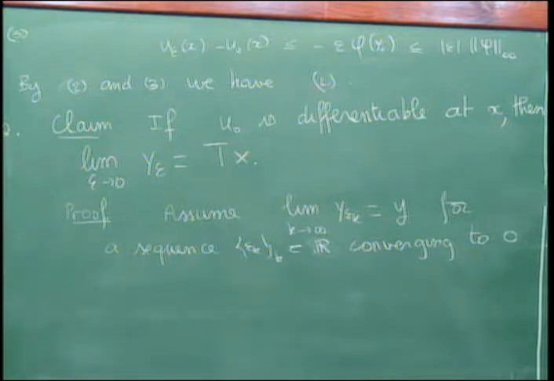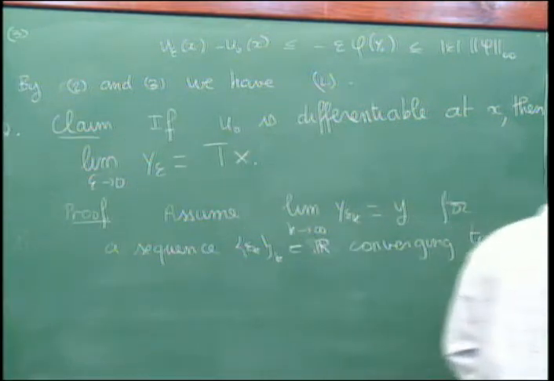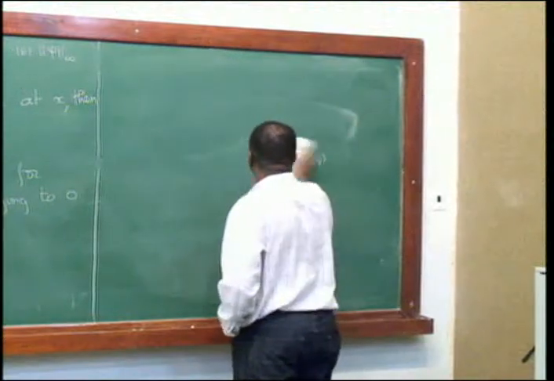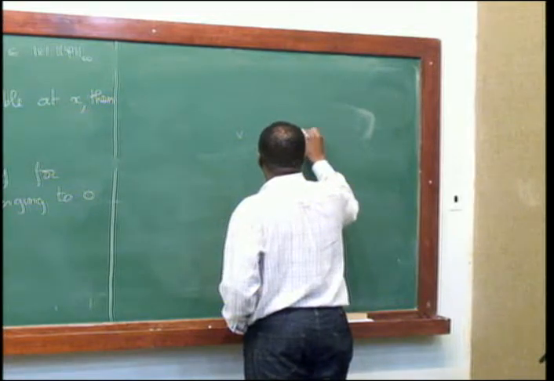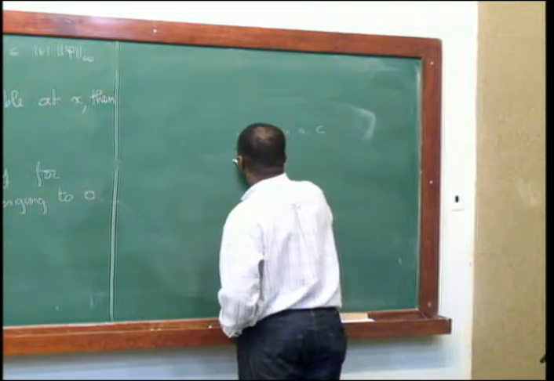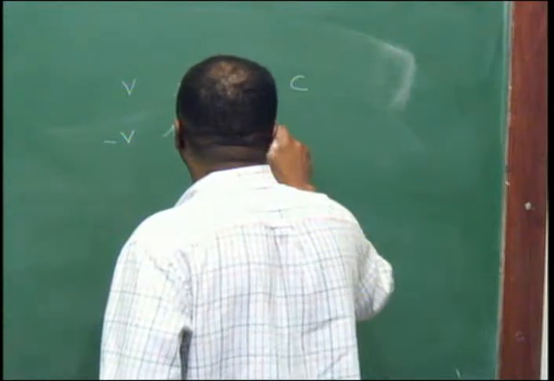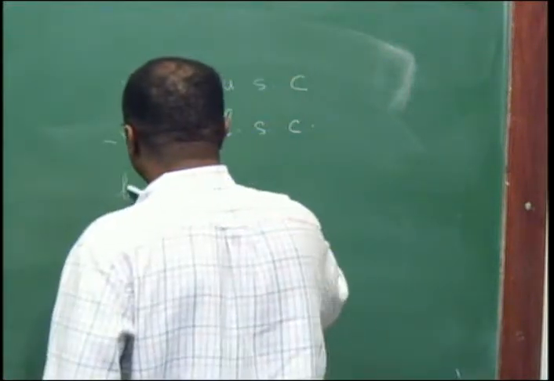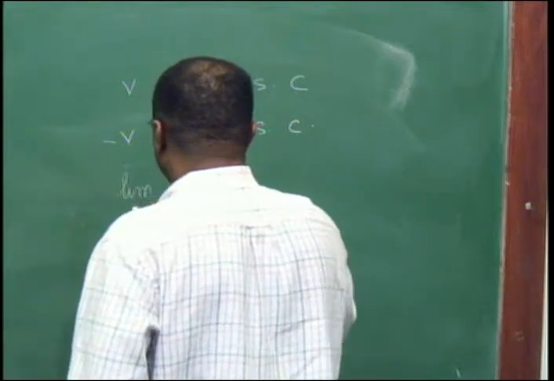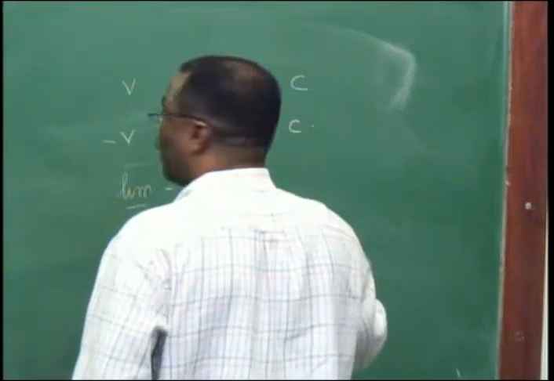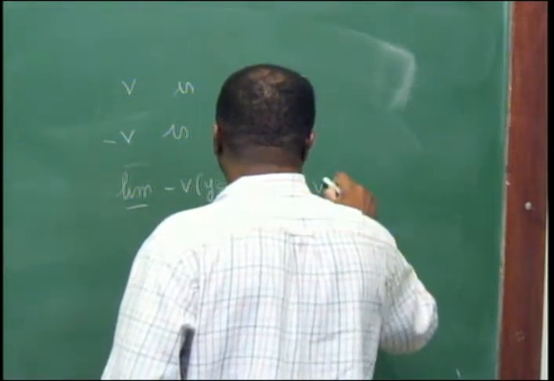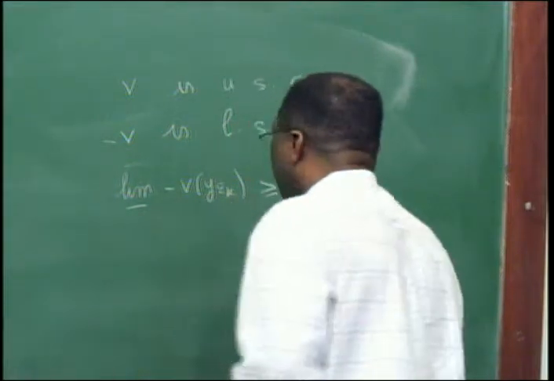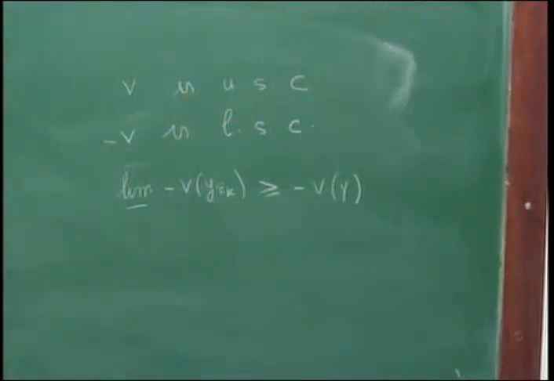Then I pass to the limit here. And I am going to recall that V is upper semi-continuous, which means negative V is lower semi-continuous, which means that the lim inf of negative V of y epsilon k is greater than or equal to negative V of y if y epsilon k converges to y.